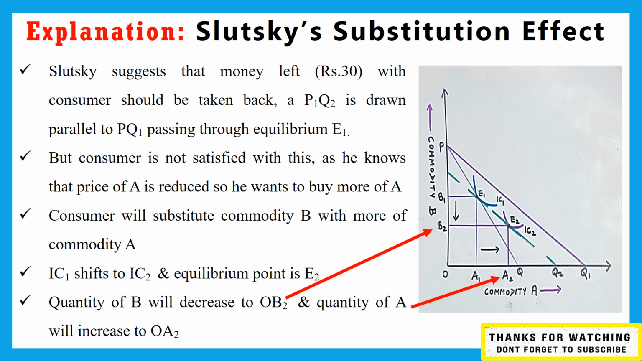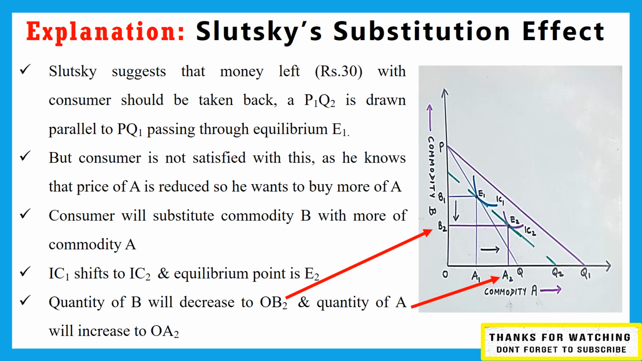For this condition to be satisfied, Slutsky draws a parallel line to PQ1, which is P1Q2, passing through the same equilibrium point E1. But the consumer is not satisfied with this equilibrium point because the consumer knows that the price of commodity A has been reduced, so he will prefer to buy more quantity of commodity A. So due to the reduction in price, the consumer will prefer to buy more quantity of commodity A. So he will substitute the quantity of commodity B with more quantity of commodity A.